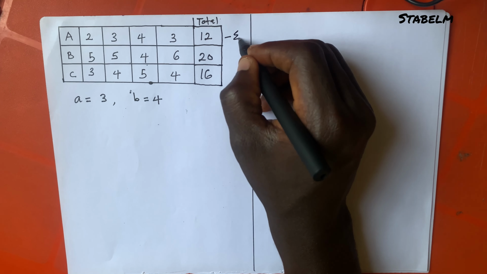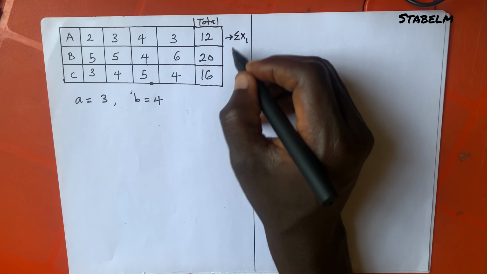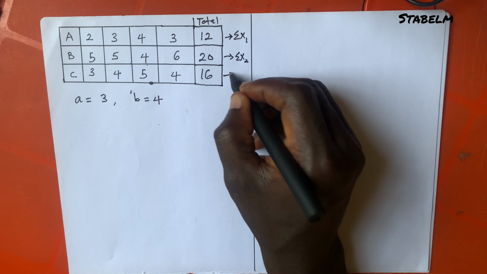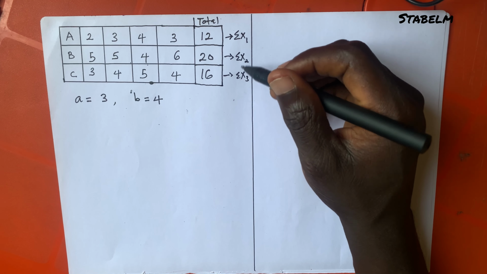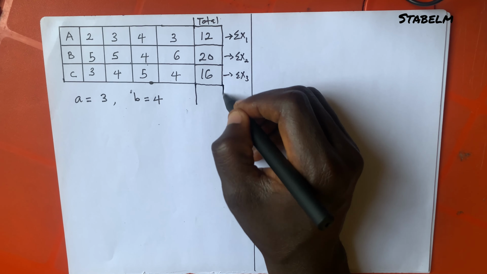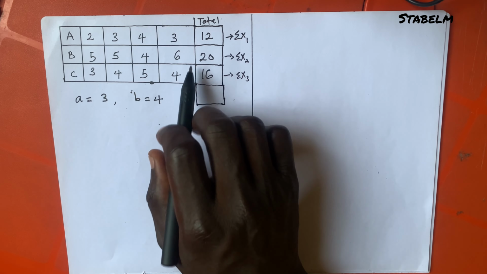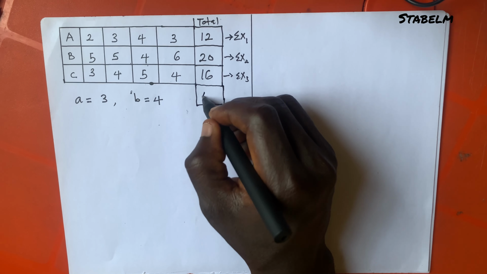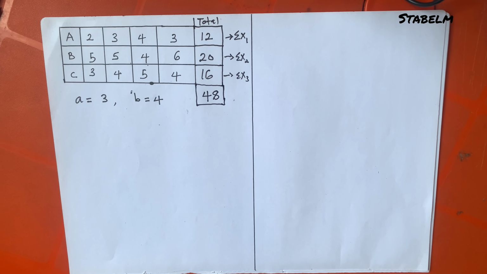Practically, this is summation x1 for the first treatment. Let's name this summation x2, summation x3. All these are not needed; I'm just writing it there so that I will understand. Therefore, the grand total for all these observations, when you add 12, 20, and 16 together, is 48. So 48 is the grand total.